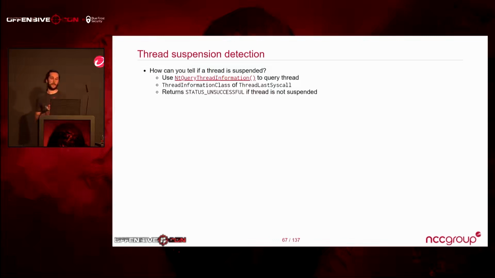Basically, you can use NtQueryInformationThread. The idea of this function is to query information about a thread. And you can say, I want to know the last syscall that has been used by a thread. And this function only works if the thread is suspended. So if it's suspended, you will get a reply. But if it's not suspended, you'll get unsuccessful. So you can detect if it's suspended or not.